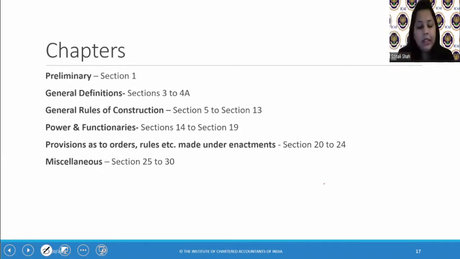So this was some basics on the General Clauses Act. And now we will start with the Act as such, where it contains all the sections that have been provided in the legislation. Now, before I proceed with this, let me know if you have any confusion till here.